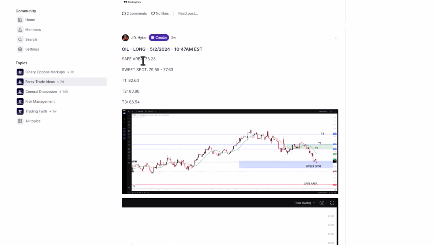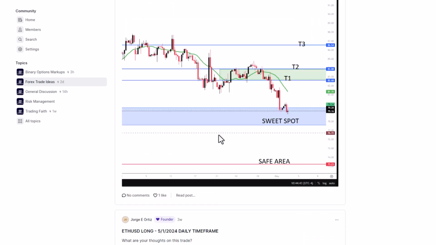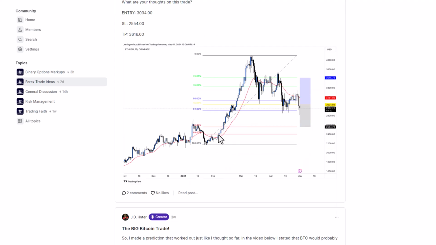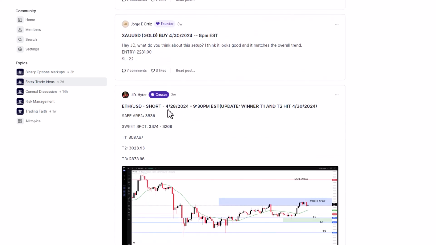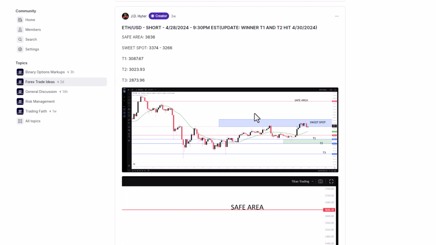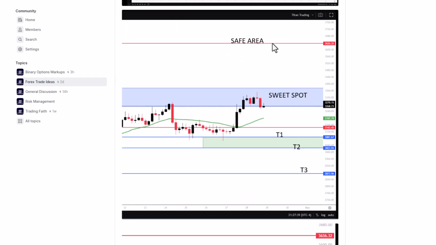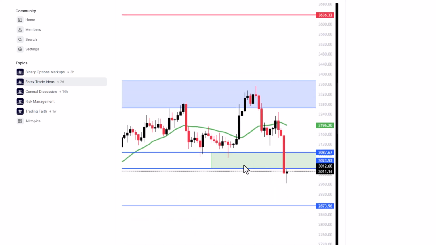Now, here's an oil trade. We're actually still in this trade. And that's kind of it for the month. But even if we go back to last month, boom, Ethereum, this was a short. We went short on this one. And boom, this was the setup. Here was the stop. Here's our targets. Hey, we can go long, we can go short. It really doesn't matter. We let the setup tell us what to do. You know what I'm saying?